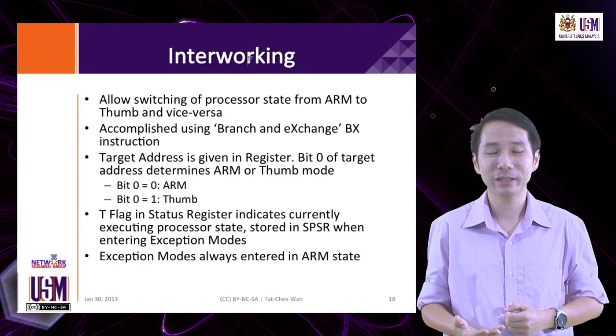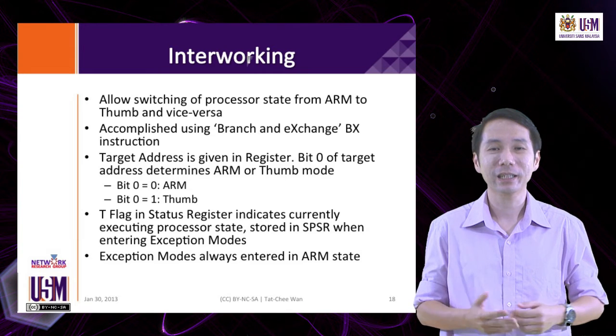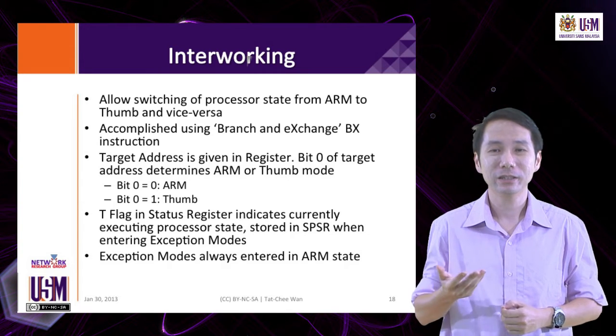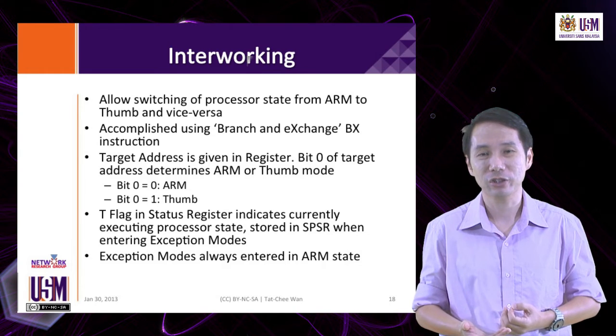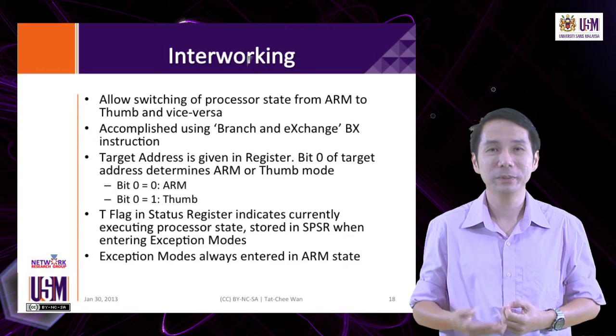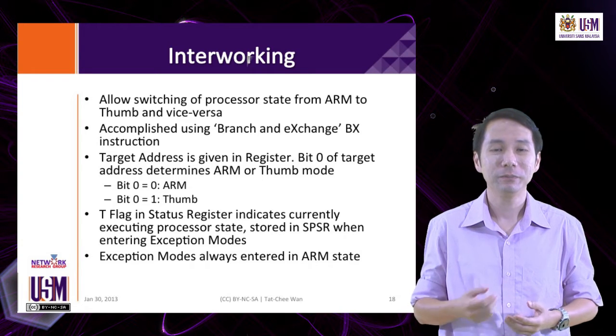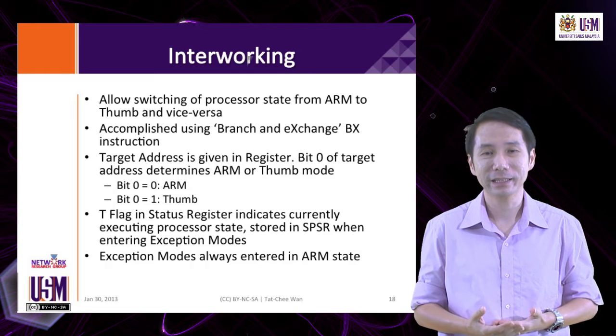If the target address is given in a register Rn, the bit 0 of the target address will determine whether it is going to be in ARM or thumb state after we execute the BX instruction. If bit 0 is 0, it means that the next instruction will be executed in ARM state. If bit 0 has the value 1, it will switch over to thumb state instead.